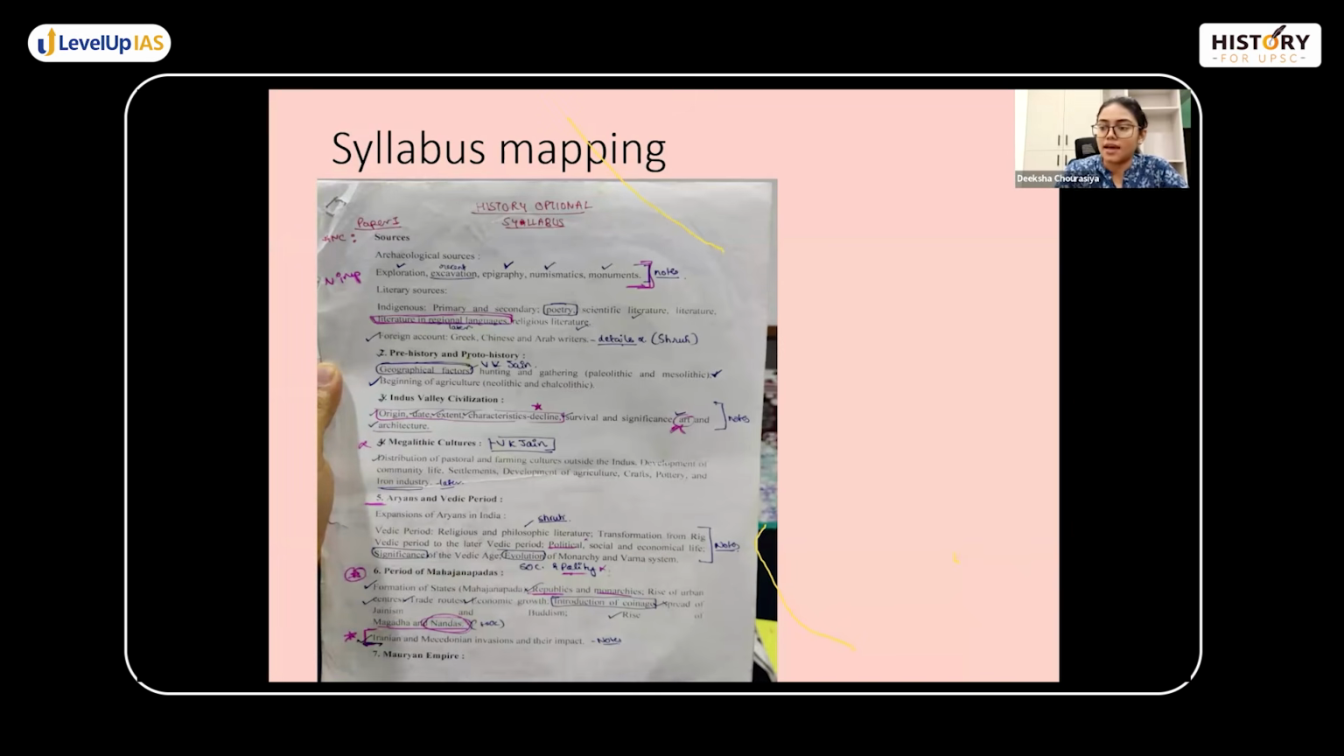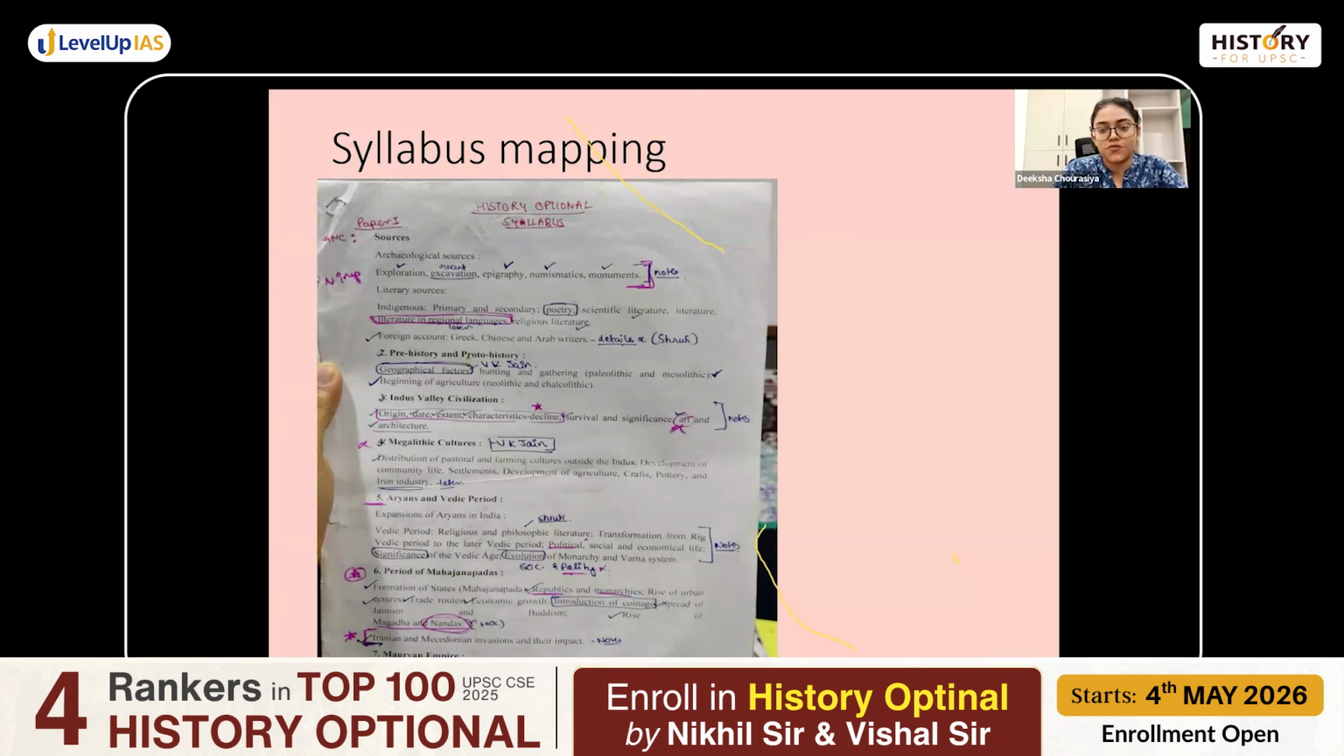So for example, if I am starting revising sources, I'll see the syllabus, I'll see the PYQ कि इससे क्या क्या आ चुका है already, and then I'll read my notes, and after I've learned everything, then I'll write my PYQs. So I think this gives a systematic approach of learning as well as revising.